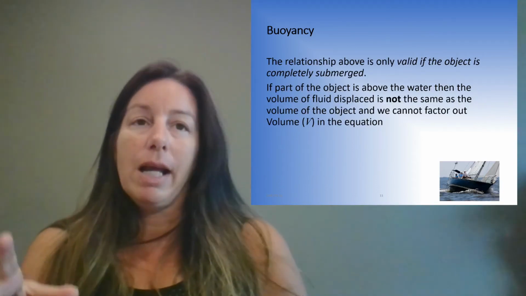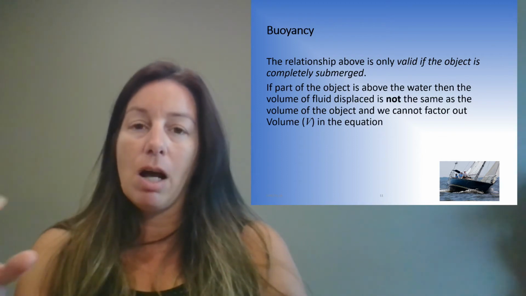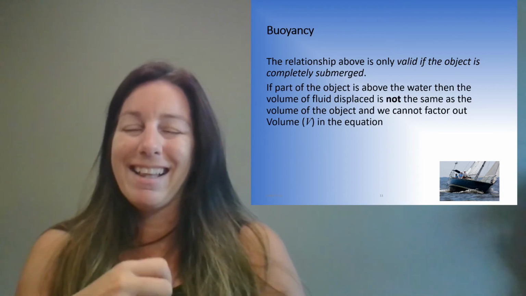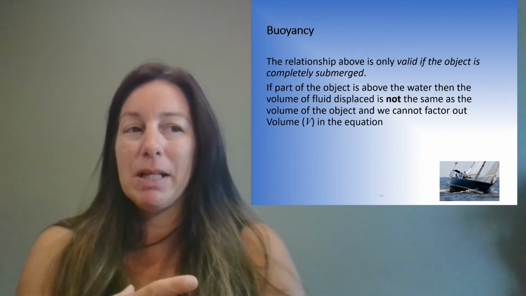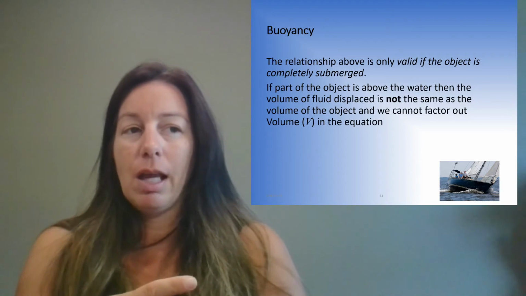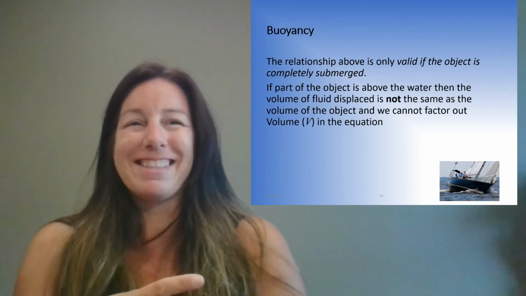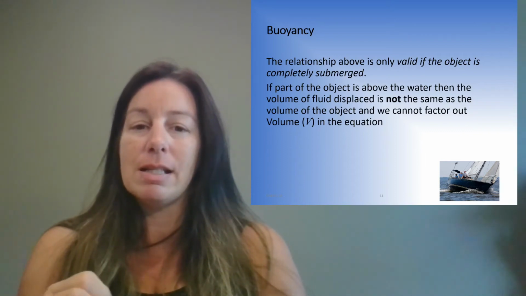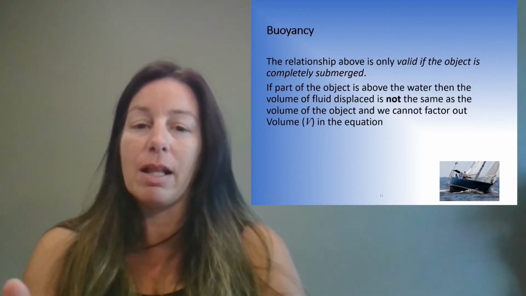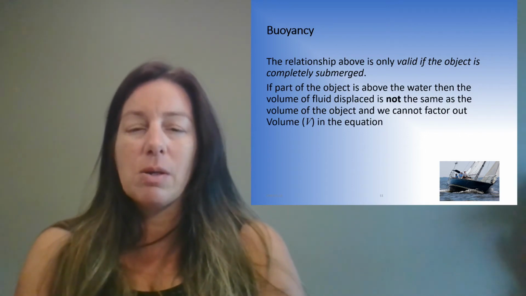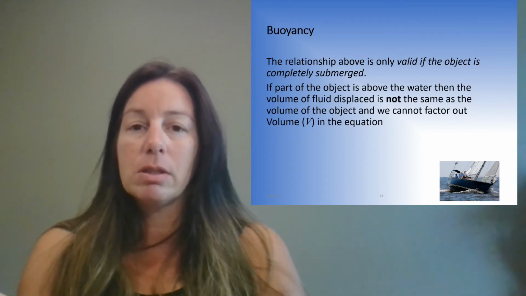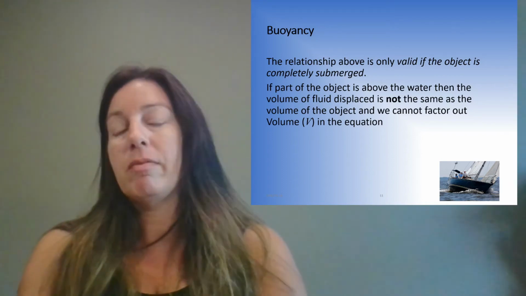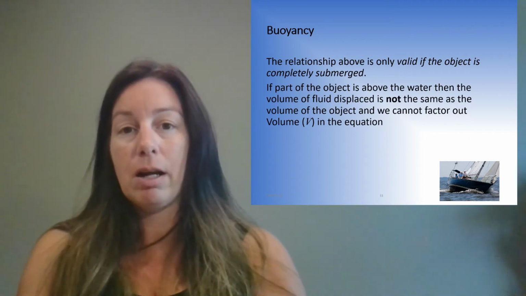So that relationship, again, is only valid if that object is completely submerged, unlike the boat in our picture, right? The boat isn't completely submerged yet. No accidents have happened yet. If part of the object is above the water, then the volume of fluid displaced is different than the volume of the object, and so you can't factor that volume out. That volume displaced isn't the volume of the object. Some of it's above water, some of it's below water, exactly like our boat here.